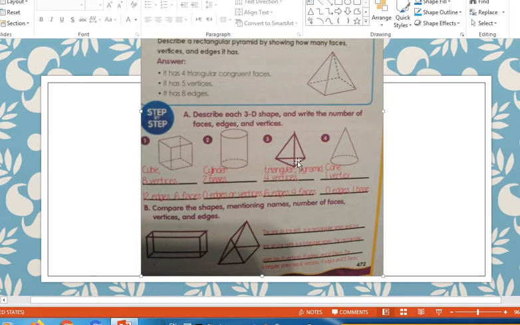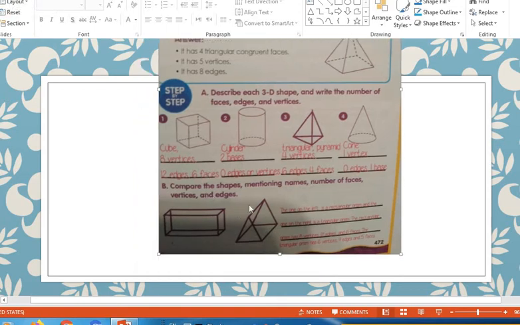What's this? The base of this pyramid is in the shape of triangle, so it's called triangular pyramid. 4 vertices, 1, 2, 3, and 4. I counted by myself. The cone has just 1 vertex, 0 edges. How many bases? Just 1, in the shape of circle.